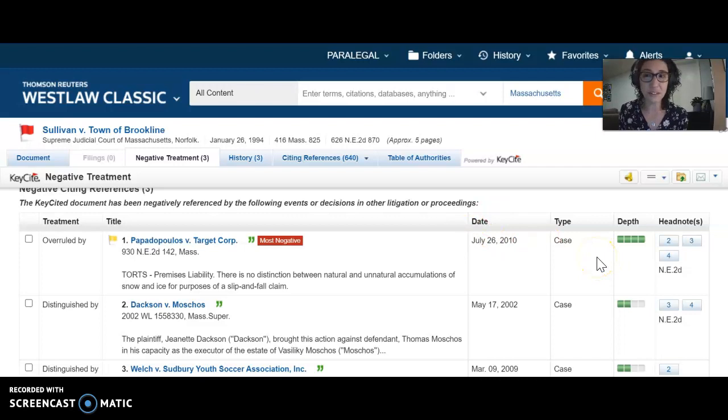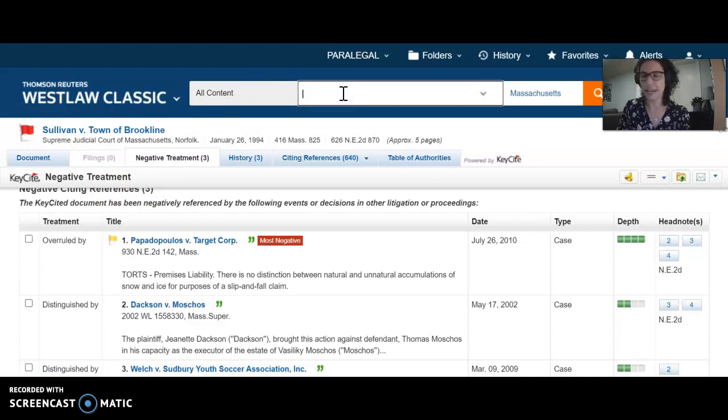You still don't know what Brookline versus Town of Sullivan is about. You don't know what Papadopoulos is about, other than seeing these words slip and fall here. I mean, that's really all you can see. So these are tools to help you understand what's happened with these cases, but they don't absolve you of the responsibility of reading the cases yourself. Okay, so now we see what the red flag is.